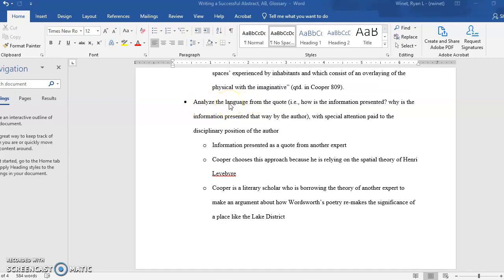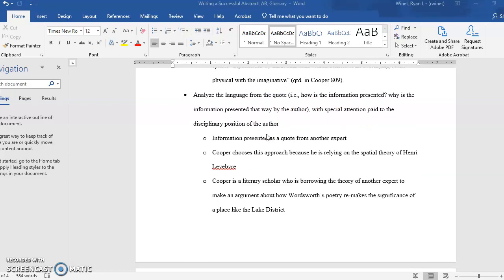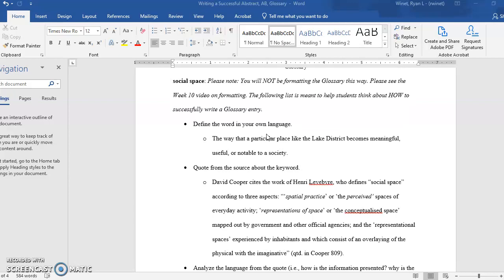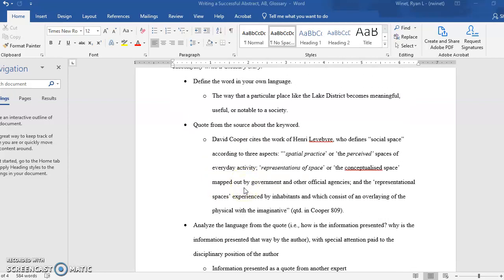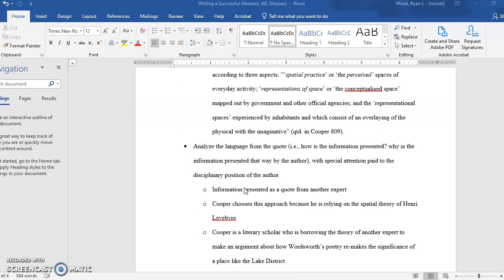Finally, for all of your glossary terms, you should be analyzing the language from the quote. That is, how is the information presented? Why is the information presented that way by the author? With special attention paid to the disciplinary position of the author. Remember that we established in the previous video that the author of this article, David Cooper, is a scholar of literary criticism.